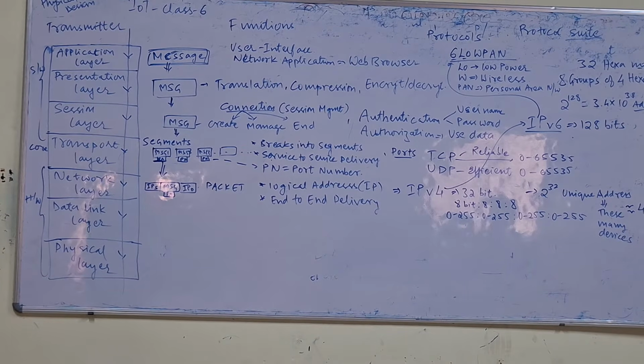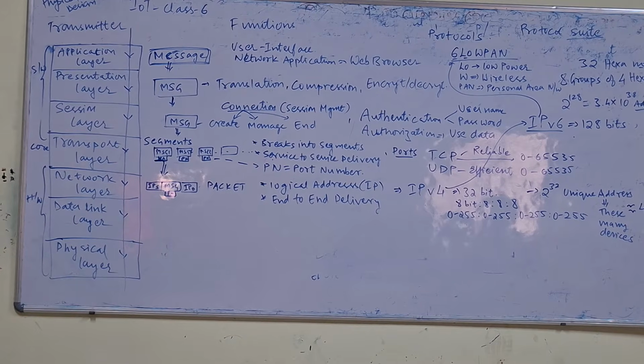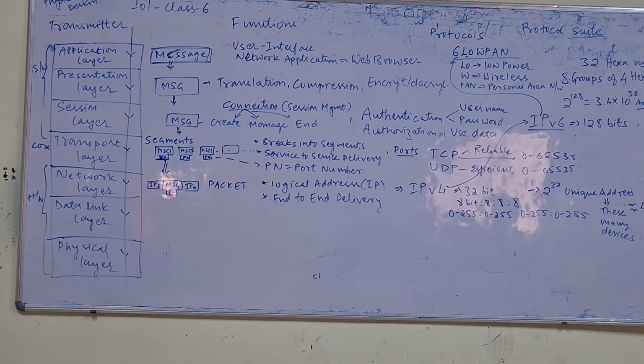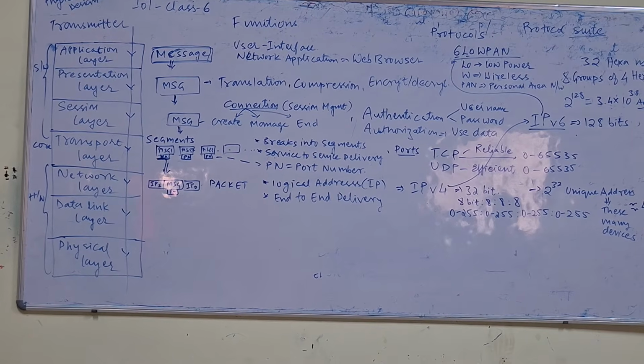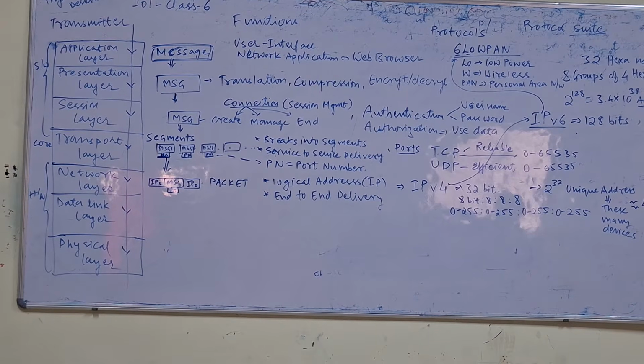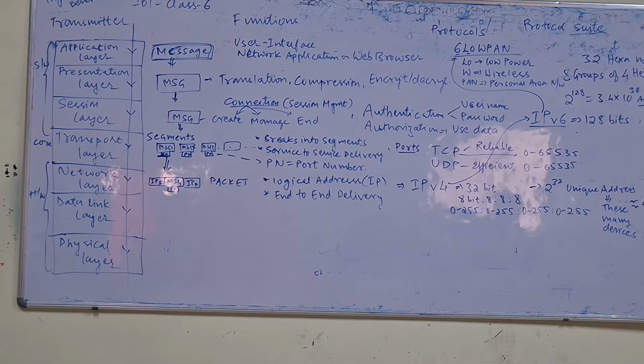What are the resources that are available? Processing power is less. Memory will be less. ROM will be less. Bandwidth is less. Finally, the battery backup will also be less. So I prefer low power protocols.